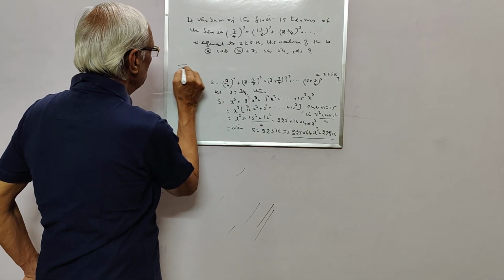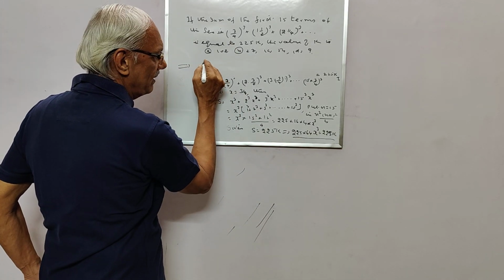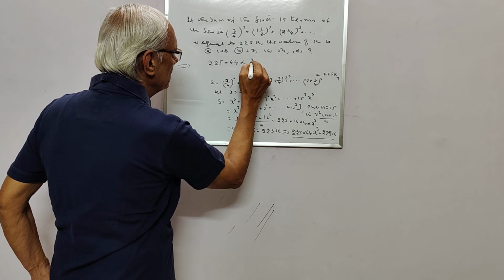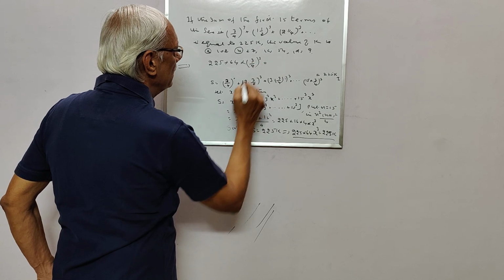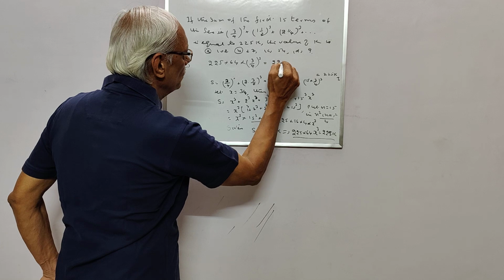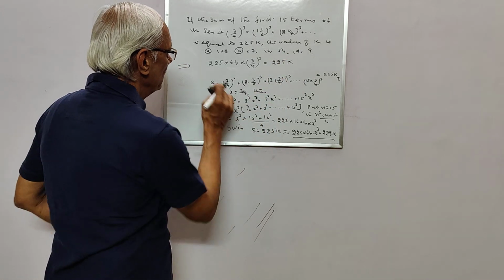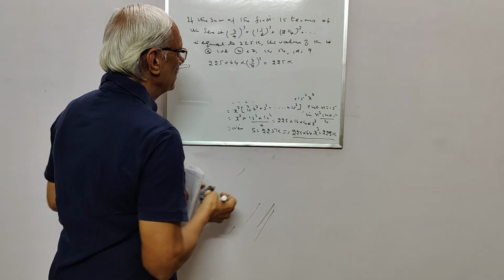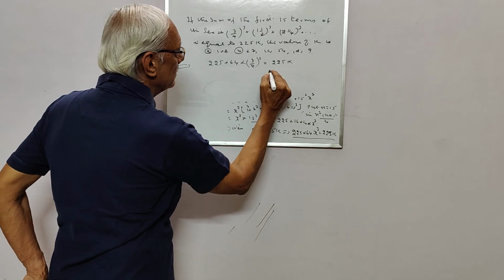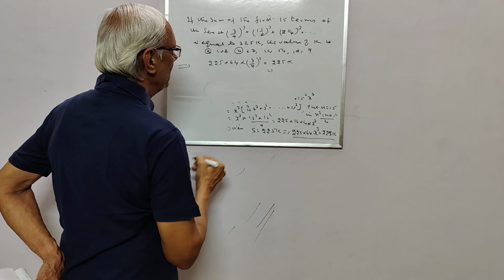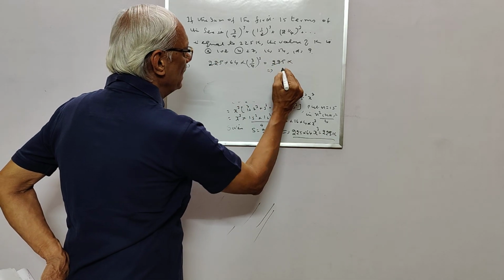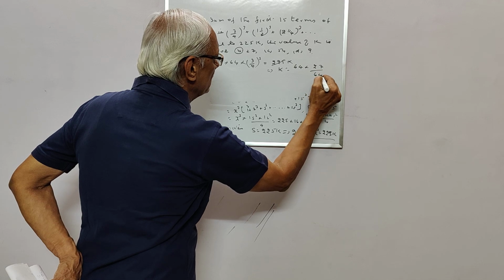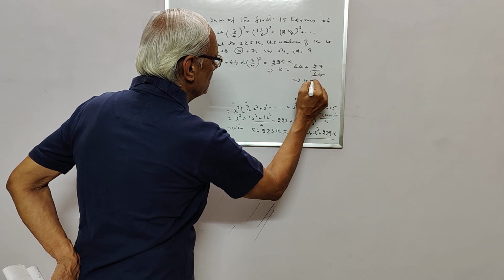So what do you get here? Cancelling on both sides, I will write 225 into 64 into (3 by 4) whole cubed is equal to 225k. Now simplifying, the 225 and 225 cancel, giving k equal to 64 into 27 divided by 64. These two cancel, giving k equal to 27.